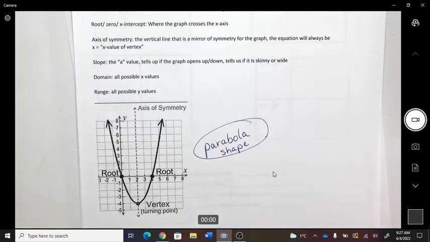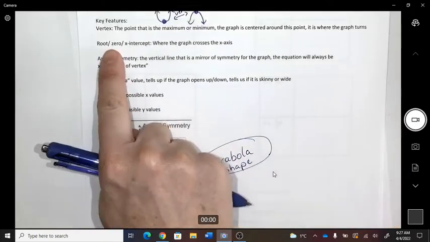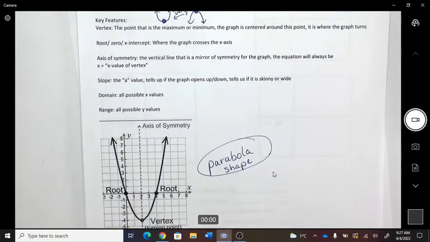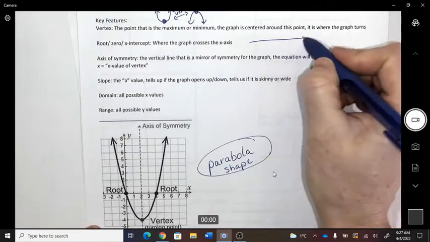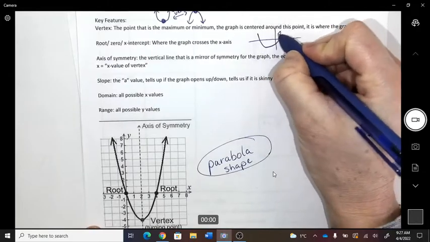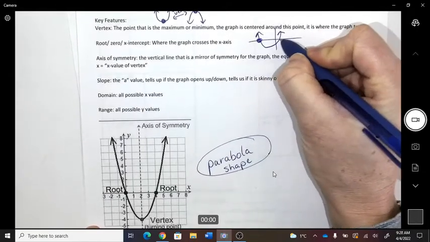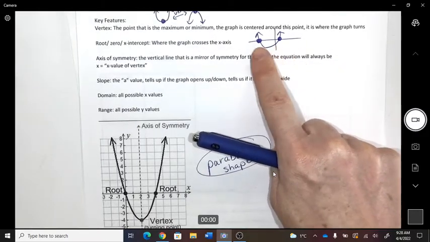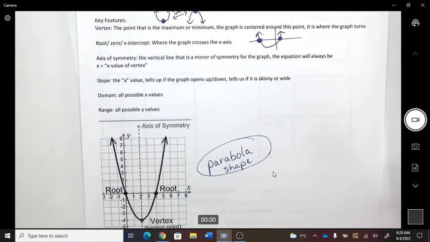Okay, the root, the zero, or the x-intercept, those three words all mean the same thing. It's where you're crossing the x-axis. So we just did this. Those points are called a root. In your calculator, they're called a zero, or we can call them the x-intercepts.